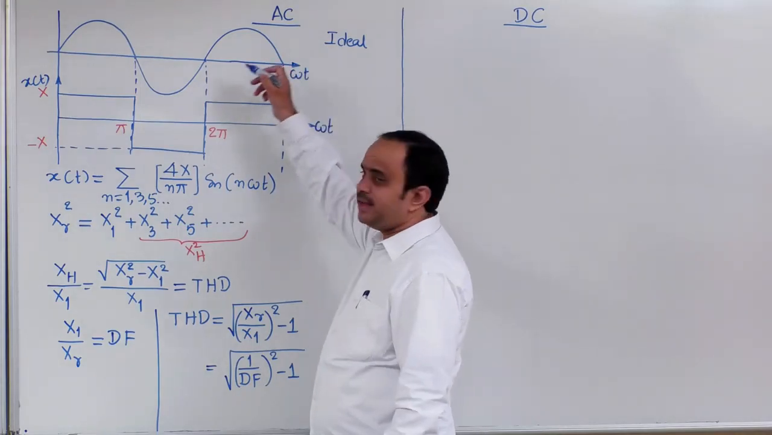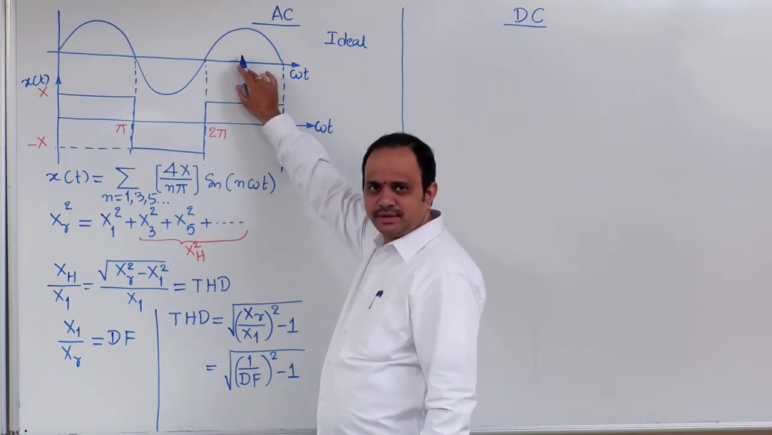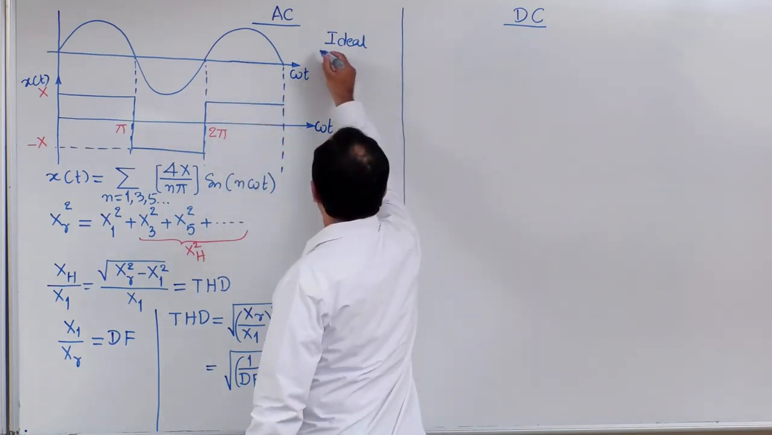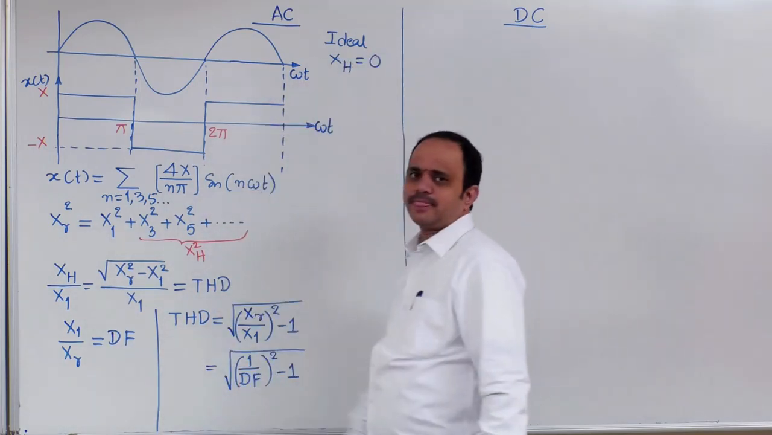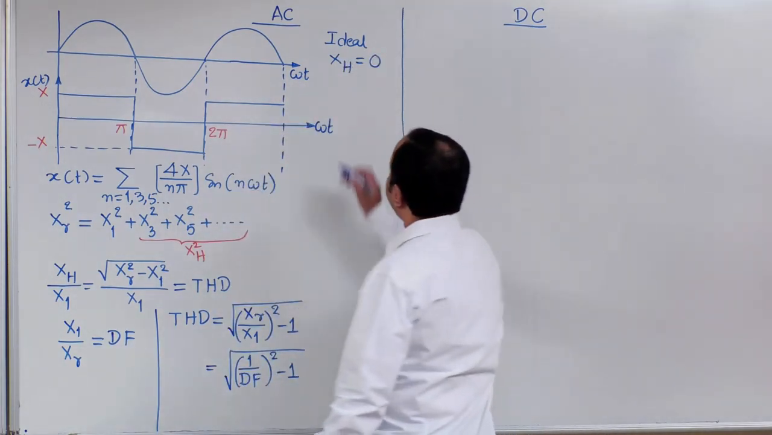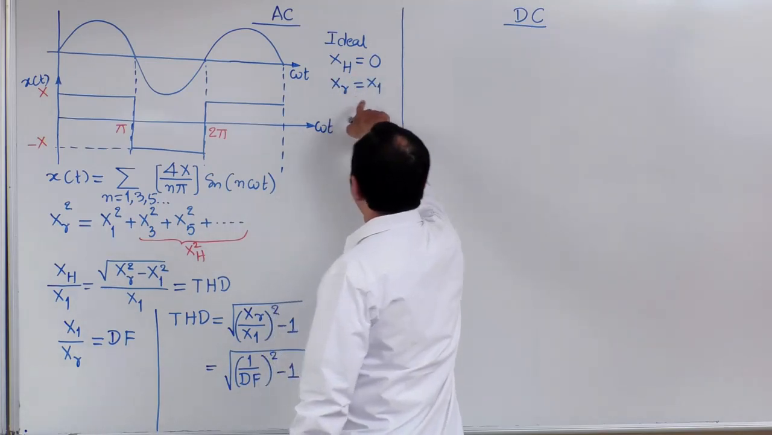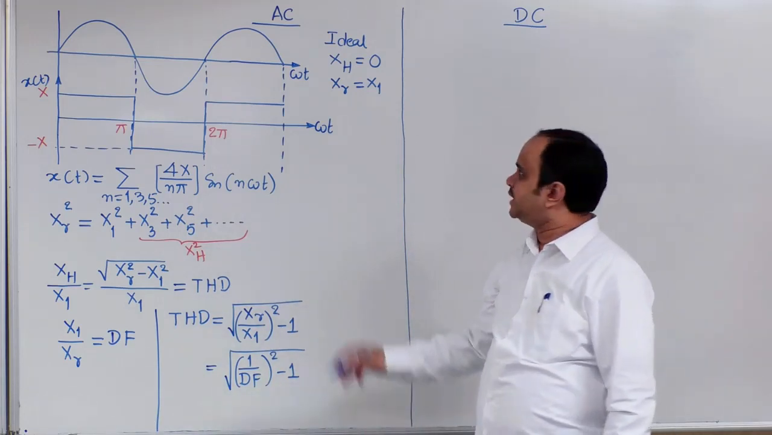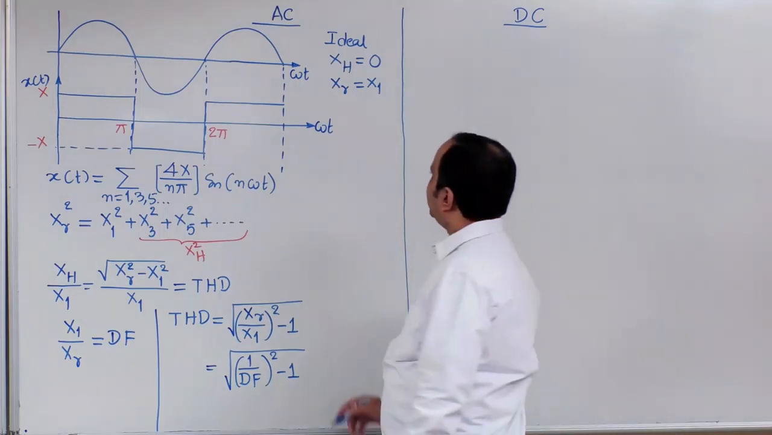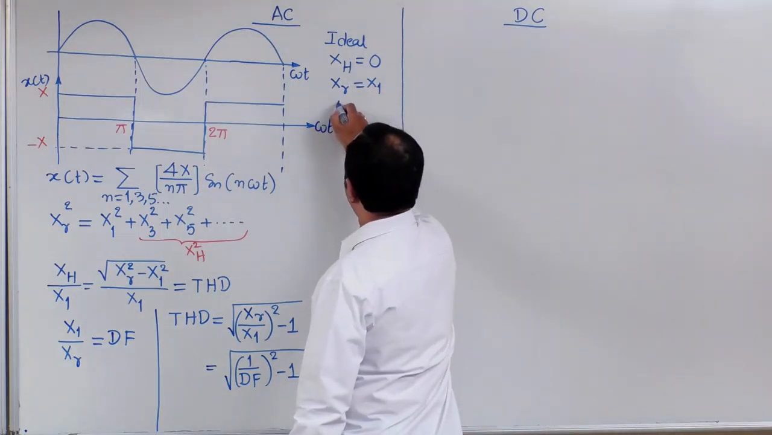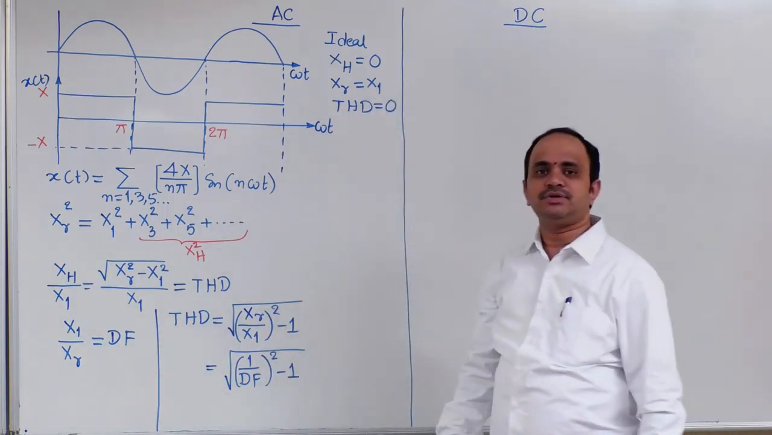Suppose if you take ideal AC waveform, we can say that there is no harmonic here. So I can write for ideal AC waveform, harmonic content will be 0. If harmonic content is 0, we can also say that RMS value of the overall function is equal to RMS value of fundamental component. Okay. Next, if xh is equal to 0, can you tell me what is THD? THD is equal to 0.